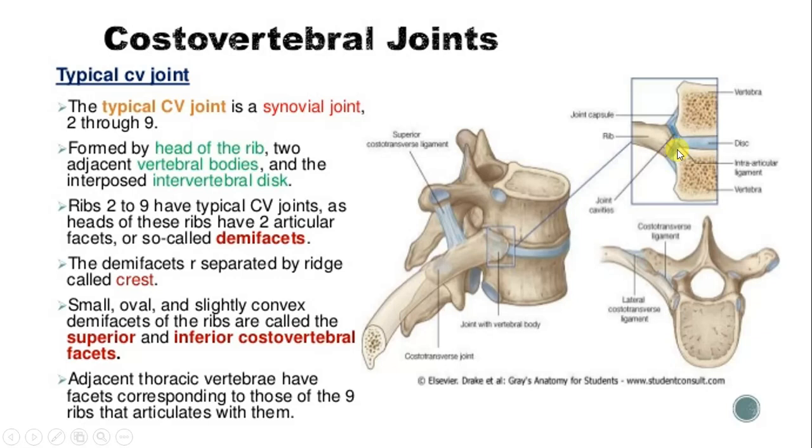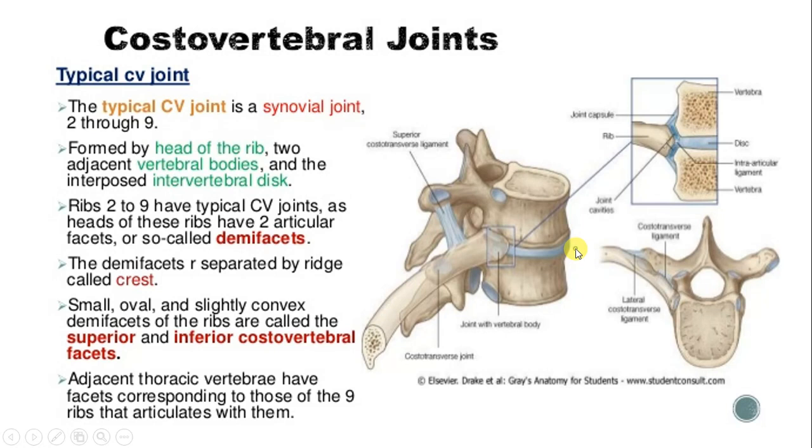I have already discussed with you that the lower facet will be the facet for its own vertebra. The upper facet will be for the vertebra above. So if we say this is the second rib, this will be the second vertebra, and this will be the first thoracic vertebra. Or if this is the sixth rib, this will be the sixth thoracic vertebra, and this will be the fifth thoracic vertebra.